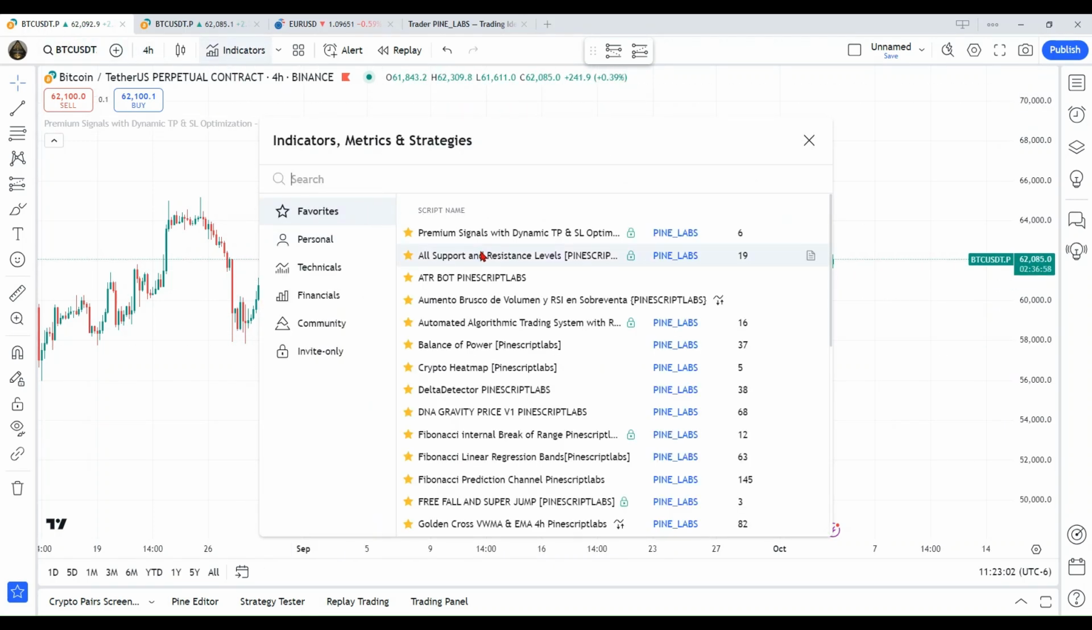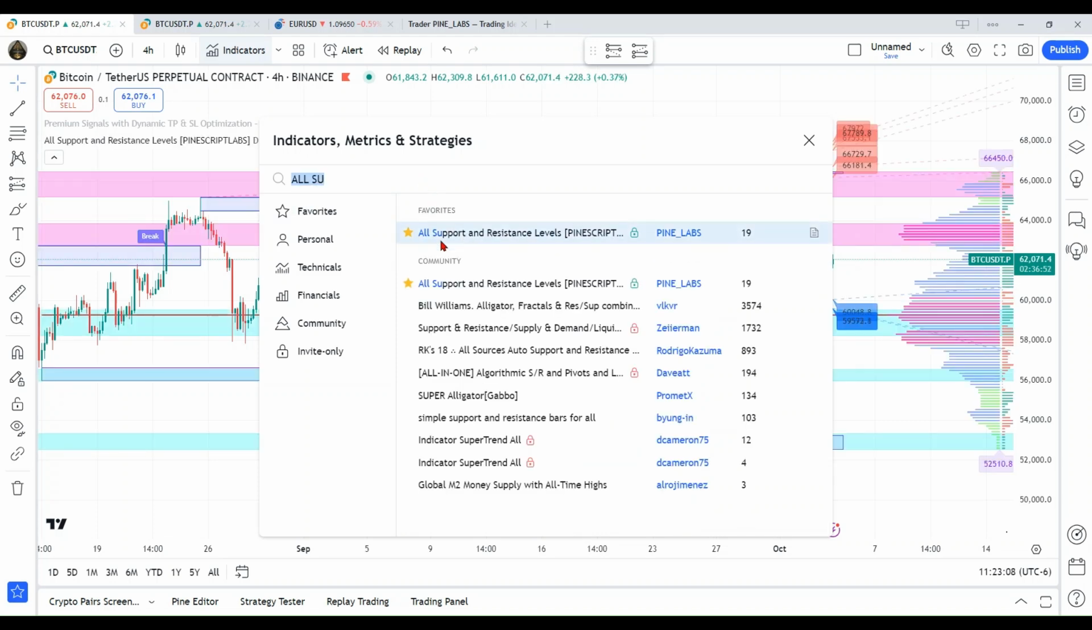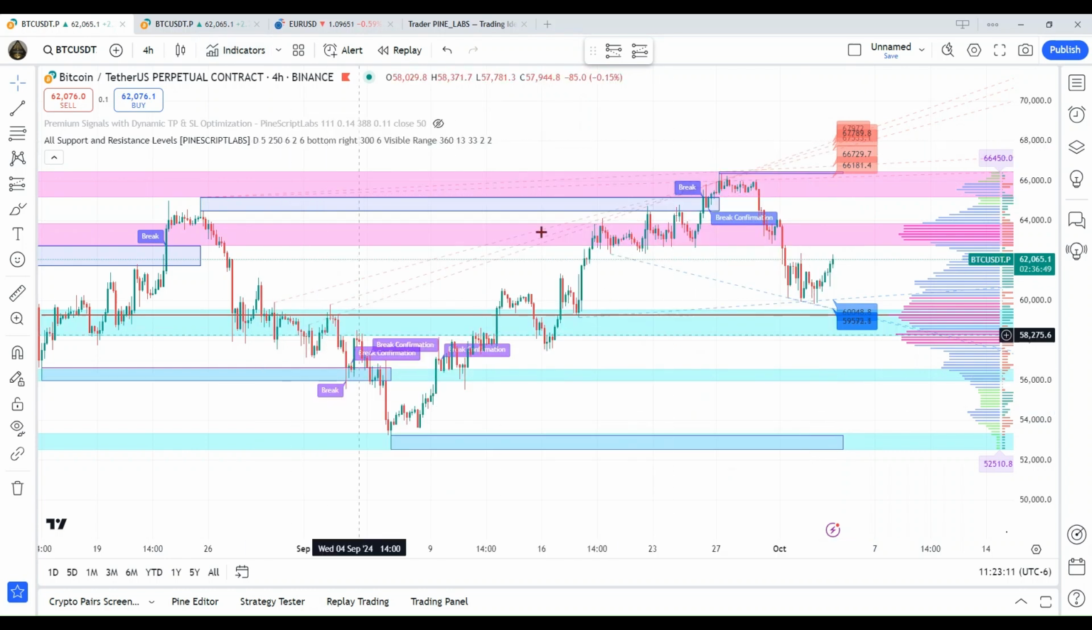Today, we are excited to introduce our latest premium indicator, all support and resistance levels. This premium indicator is set to revolutionize the way you operate within the Tradingview platform. Get ready to experience a trading revolution like never before.